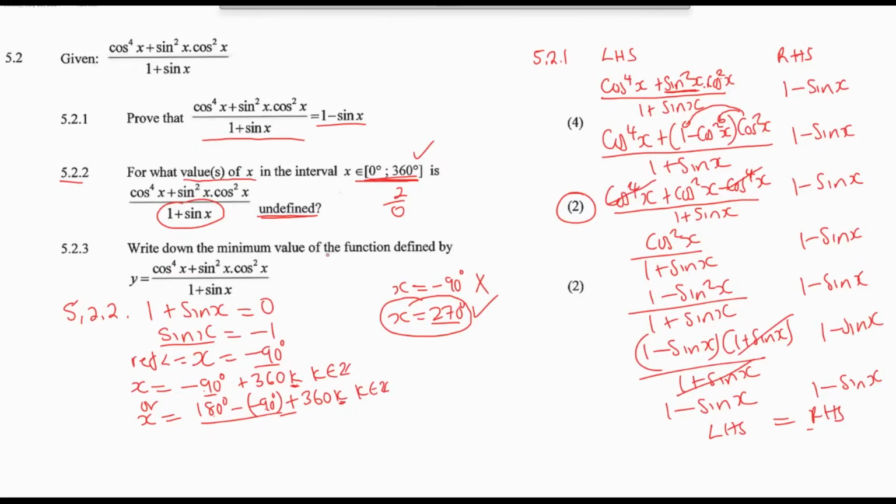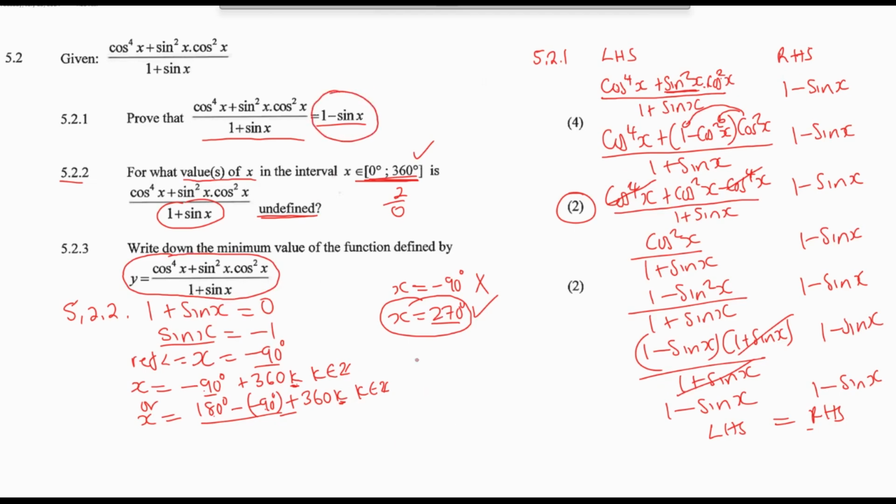Write down the minimum value of the function defined by y is equal to cos to the power 4x plus sine squared x times cos squared x, over 1 plus sine x. But if we check, we just prove that this expression is equal to 1 minus sine x.